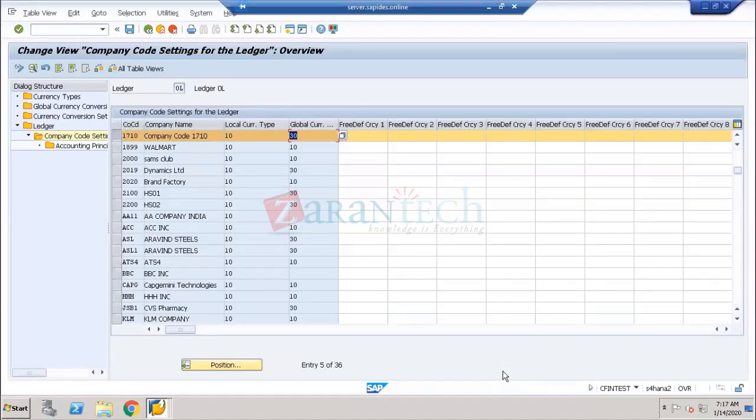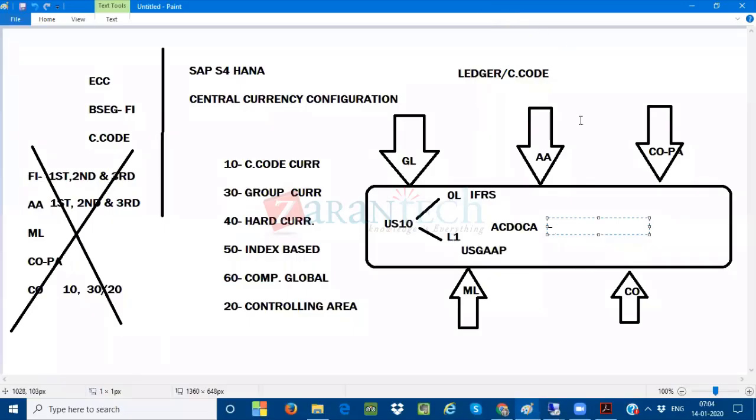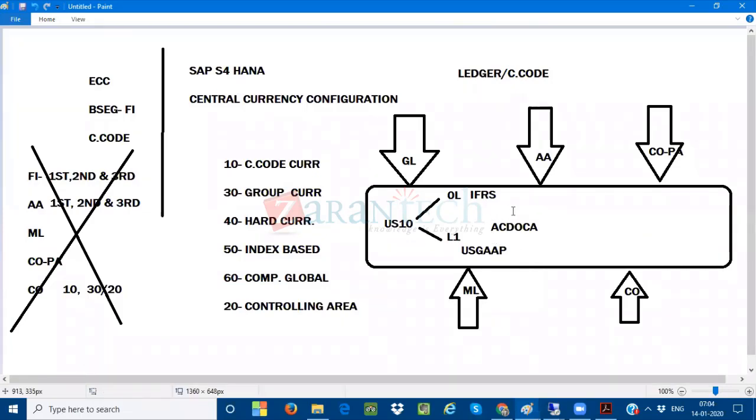The central currency configuration is nothing but now you're going to be making the currency settings at the ACDOCA table level, which we call the universal general entry table. Earlier, we defined the currency settings for each and every component level, as I showed you. Now we don't, because all the postings are getting updated to the ACDOCA table. Now you are going to do the central currency configuration for the ACDOCA table from today onwards.